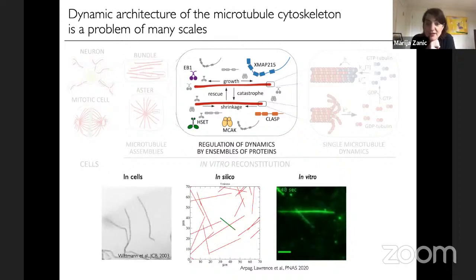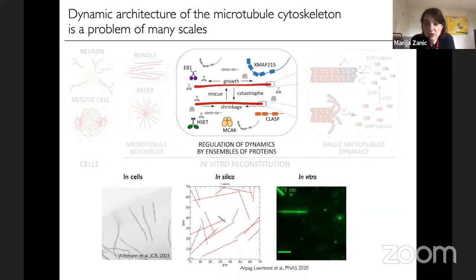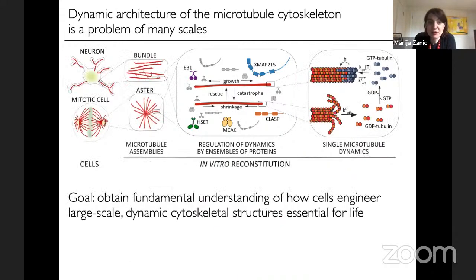And of course, these are just four proteins. People have mentioned that there are proteins that regulate microtubule lattice behavior. There is the tubulin code. There are many different components. More is different. Right? We all know that. And the other aspect of this problem is that the dynamic architecture of the microtubule cytoskeleton is a problem of many scales. Both we and many other labs are trying to attack this problem from a single molecule level to the level of microtubule assemblies. And it is my strong belief, and I think that of many others in this audience, that through a combination of in vitro reconstitution experiments and computational and biophysical approaches, we will reach the goal, which is to obtain a fundamental understanding of how cells engineer large-scale dynamic cytoskeletal structures essential for life.